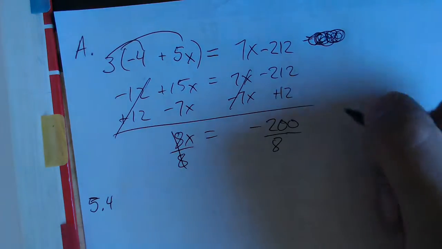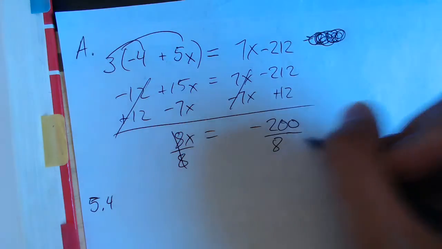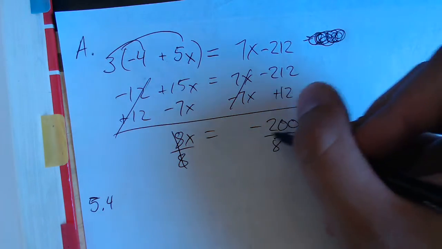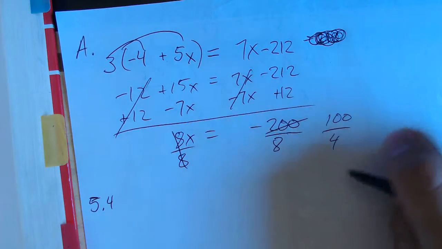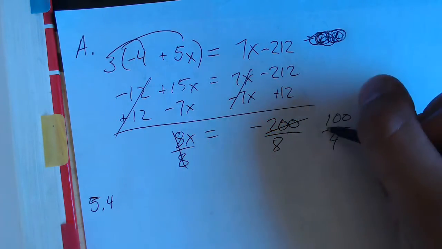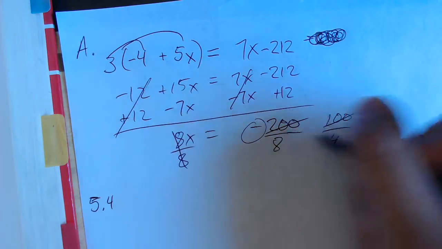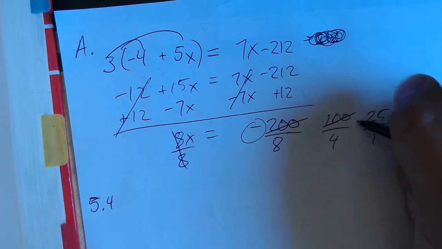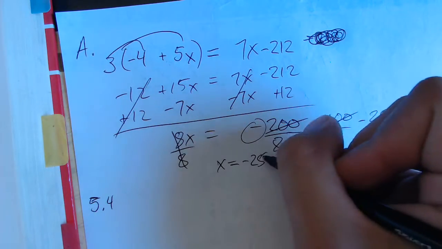This will reduce down. I don't know my 8 times tables all the way up to 200, so let's just divide by 2. If I divide each one by 2, I get 100 over 4. That's easier to figure out. I know there's 4 quarters in a dollar, so I know that can become 25 over 1, and then don't forget this negative. So x is equal to negative 25.